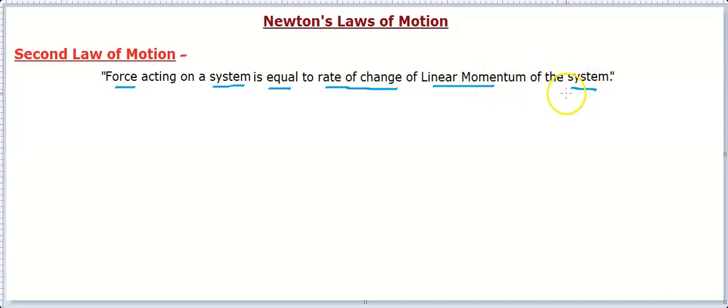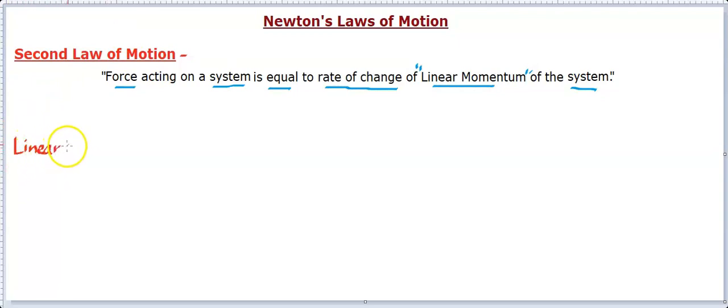So if you consider any system as an object, or a collection of objects, if you find the linear momentum of that system, then the rate of change of it will be equal to the force acting on that system. And we say this force is a net external force. So it is a net force first of all, and it is an external force, that is, force applied externally. To understand this second law properly, first we need to understand what linear momentum is. So let's talk about linear momentum and its definition, and then its rate of change.